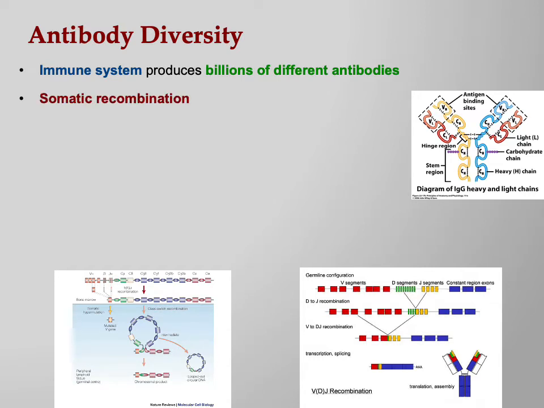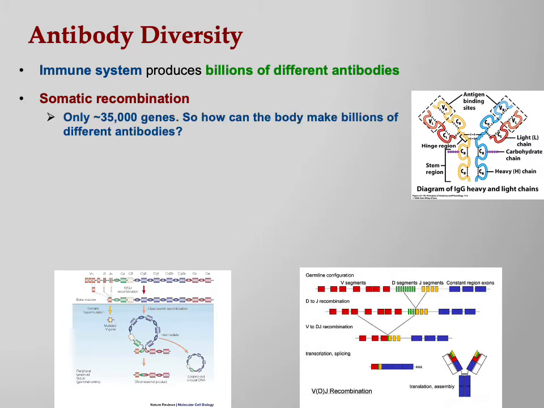The way that it does that is called somatic recombination. This was kind of a puzzle for a long time. You only have about 35,000 genes. And the basic rule of molecular biology is one gene, one protein. It's like the motto of the Texas Rangers: one riot, one ranger. You got a riot, all you need is one Texas Ranger to take care of it.